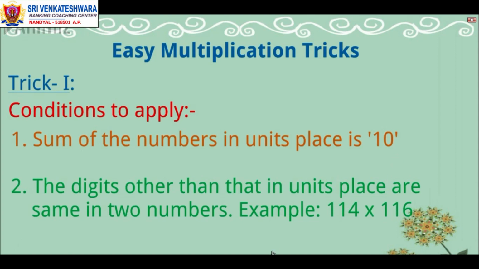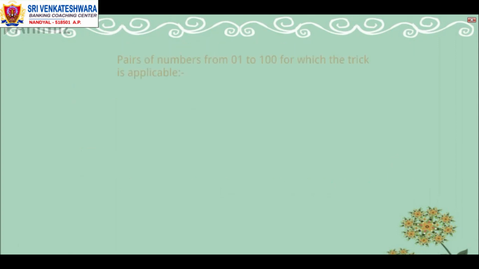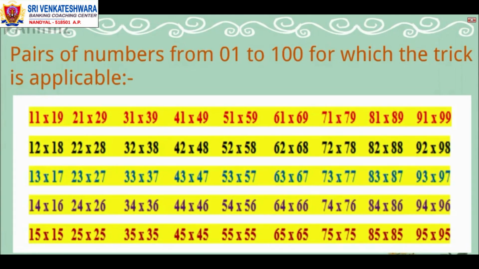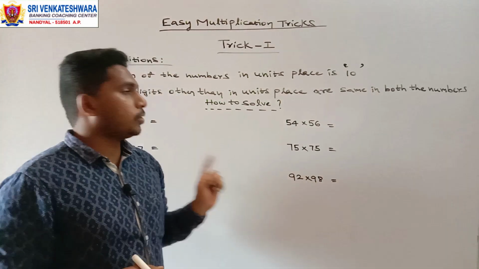And what is the applicability? I am giving the pairs of numbers from 1 to 100 for which the trick is applicable. These are all the pairs of numbers to which the same trick can be applied. Now let us see how to solve this.